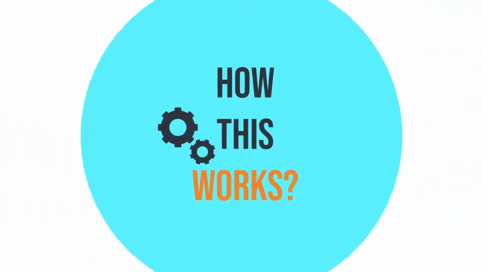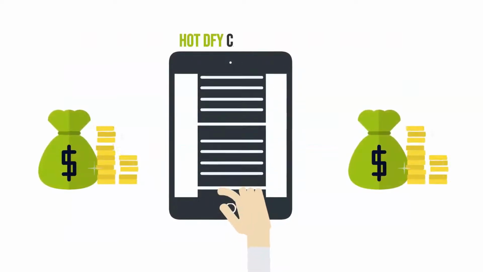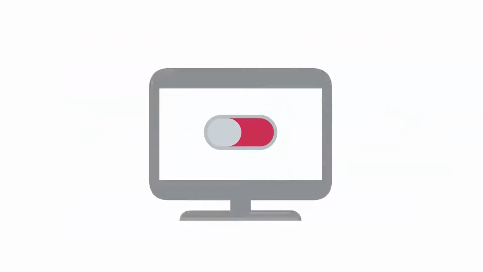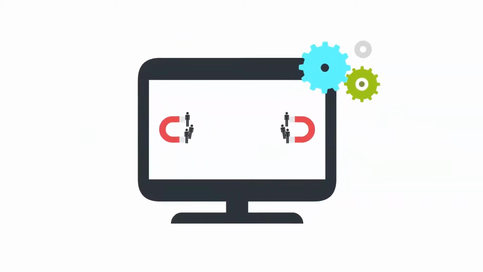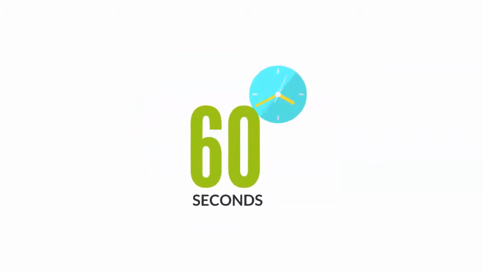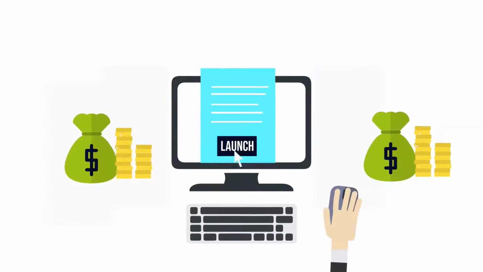Let me show you. All you have to do is log into the Done For You Profit system. Select one of the hot Done For You campaigns you want to make money from. Now activate the traffic, sit back and relax while the software does all the work for you. That's how easy it is. Just 60 seconds and you are done. You can launch a new campaign every day and make more money.